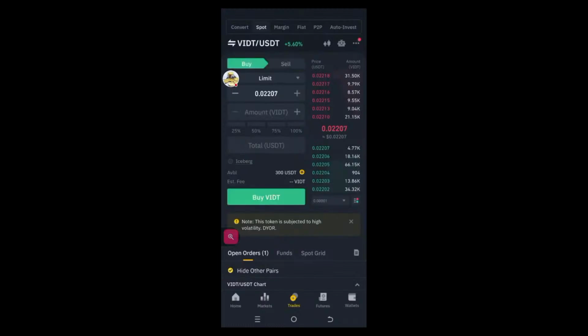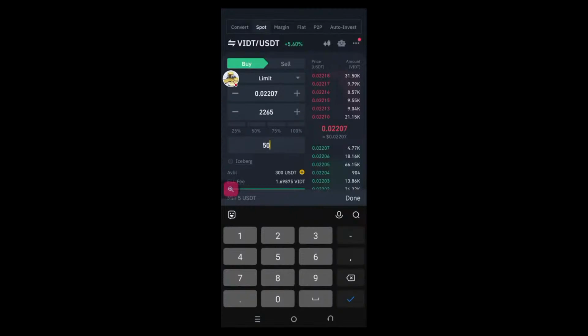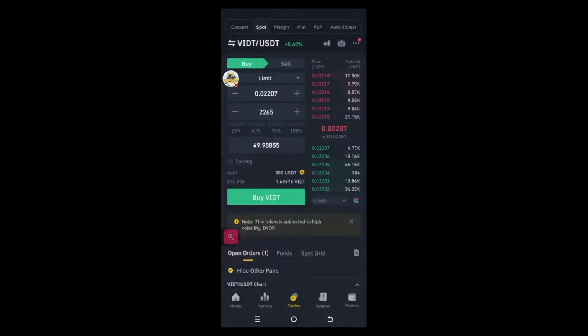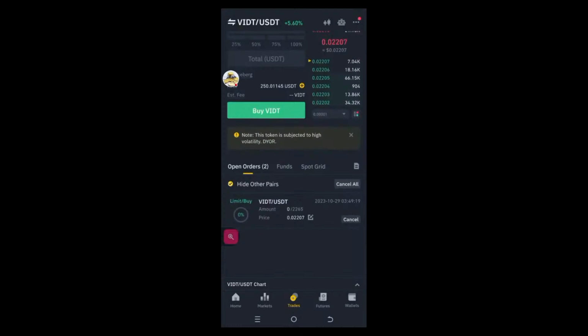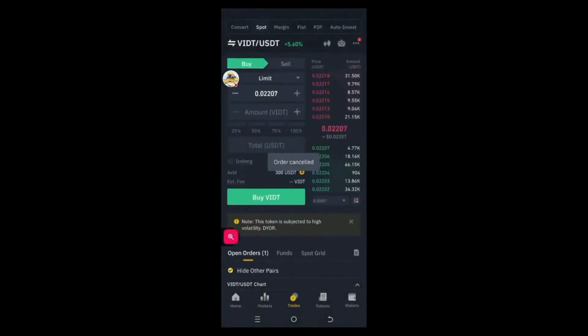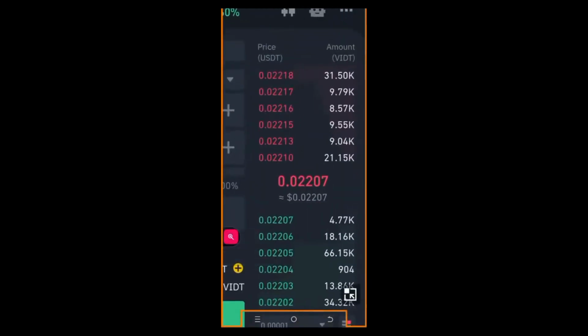Let's put in $50. Okay, let's see. Want to go? Looks like it's in the queue, but I can cancel that. Okay, that means it wants me to buy at a higher price. 2210.